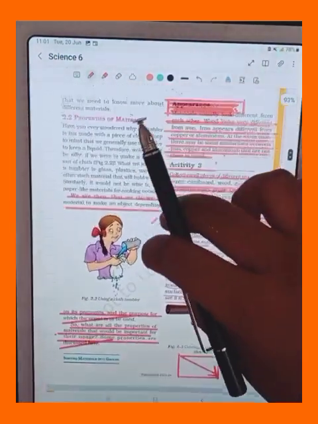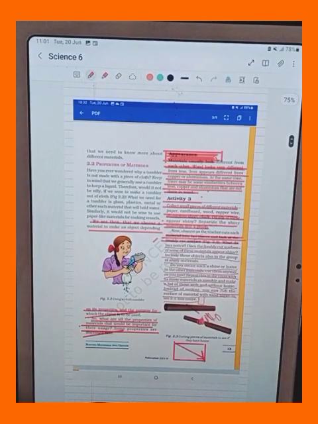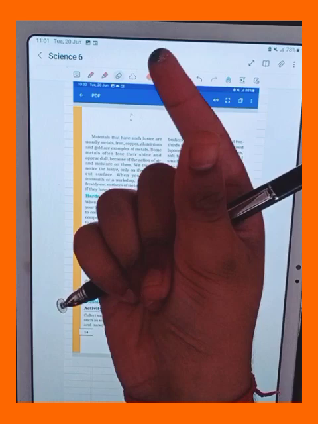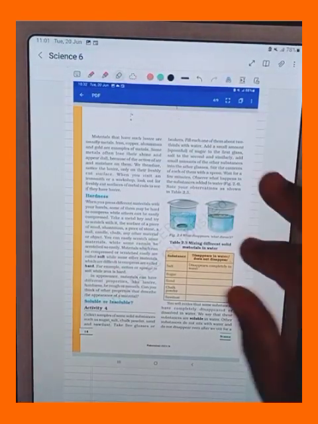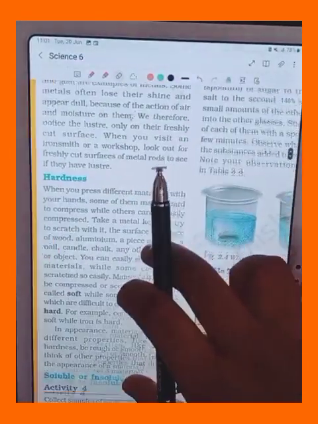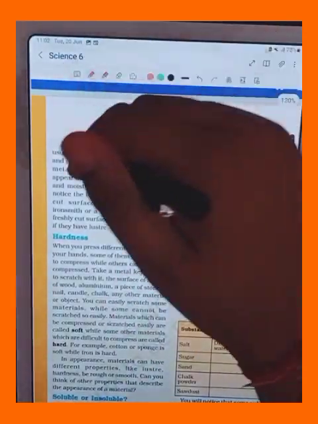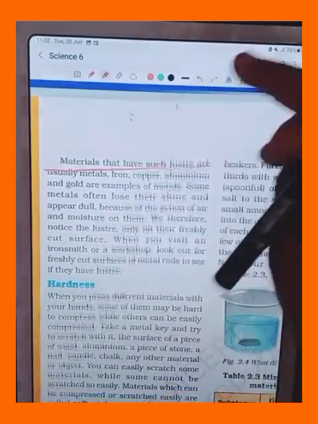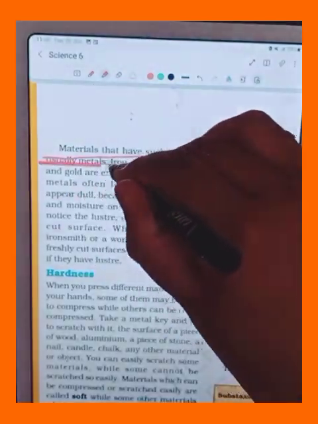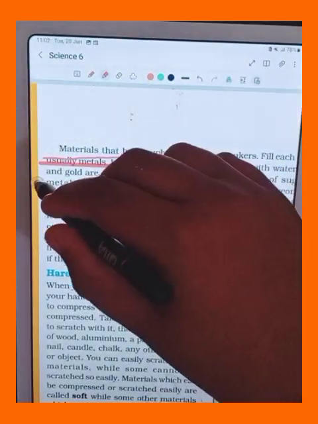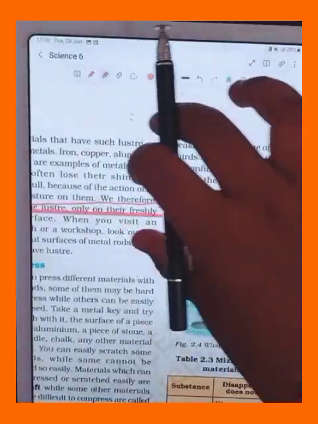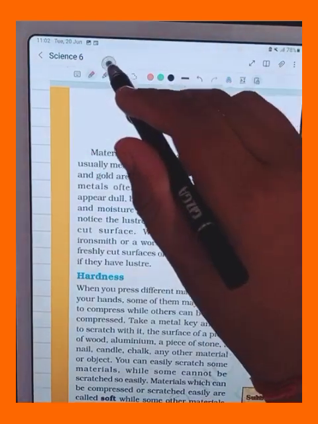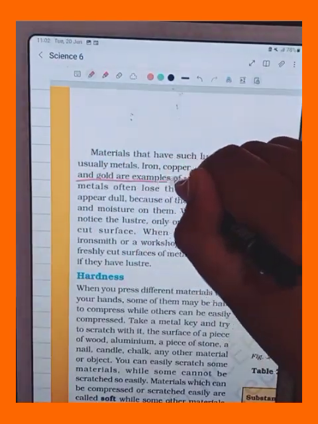So this page is completed. Let's move to the next page in 3, 2, 1. Here we are. Materials that have such a luster are usually metals. Iron, copper, aluminum, and gold are examples of metals.